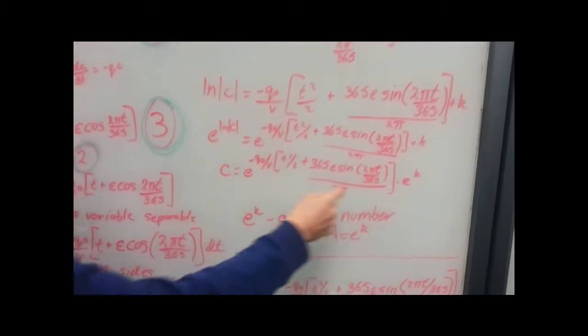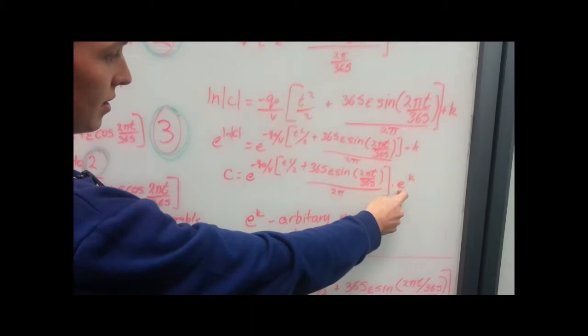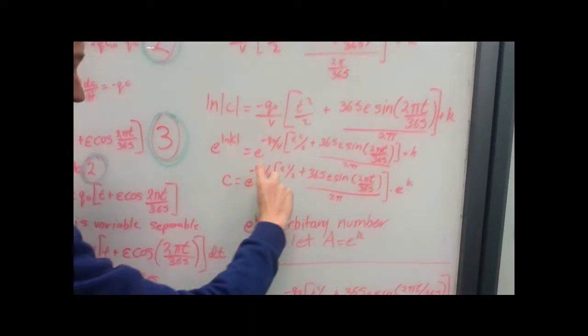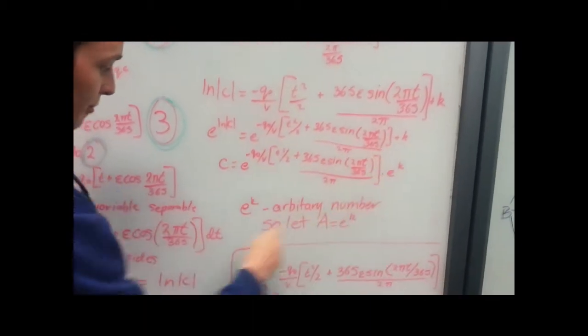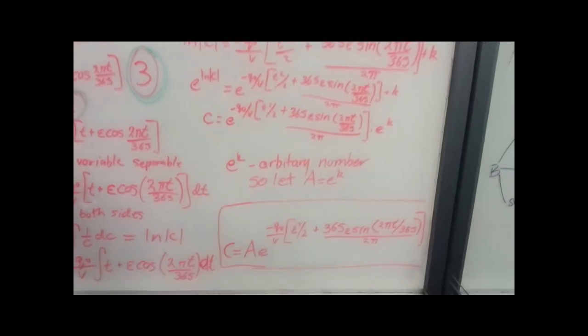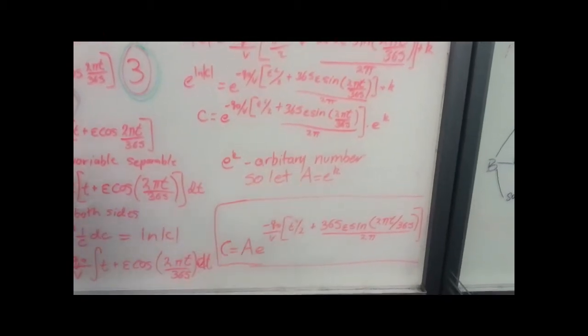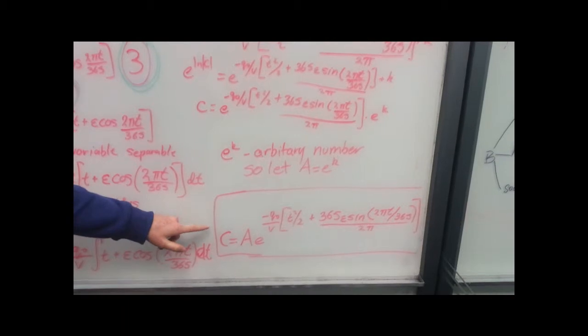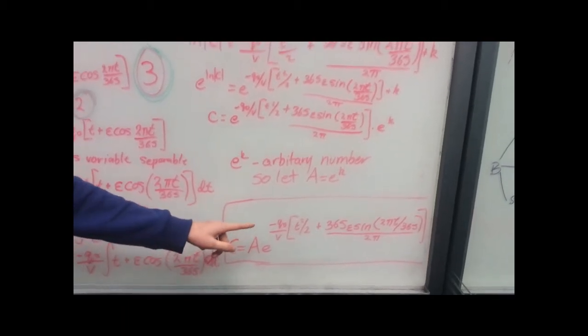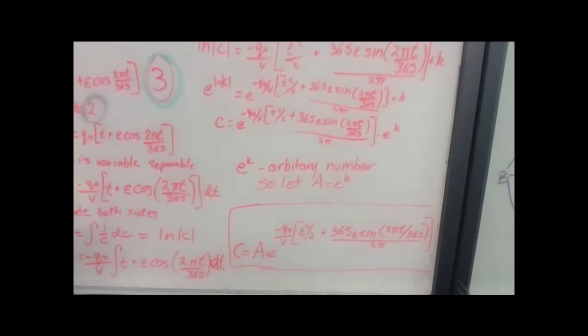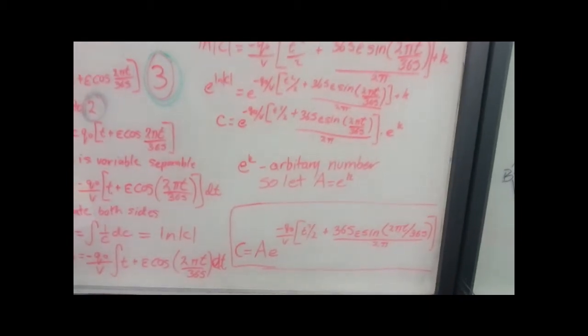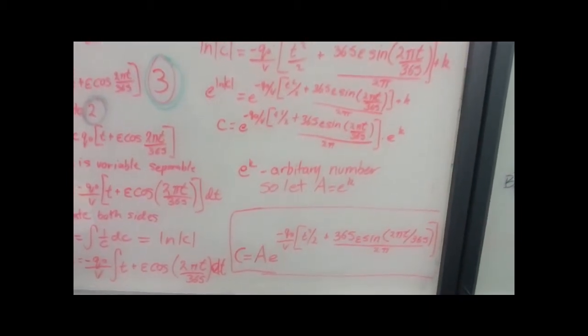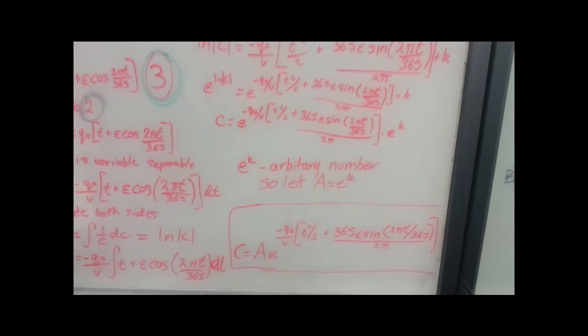Now what we do, we make e to the k times e to, again, this long equation. e to the k is an arbitrary number, so we let that equal a, and therefore our answer is c equals a e to the minus qo on v, brackets t squared on 2 plus 365 epsilon sine 2 pi t on 365 all over 2 pi.